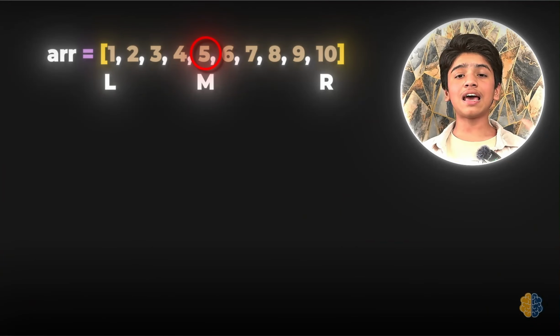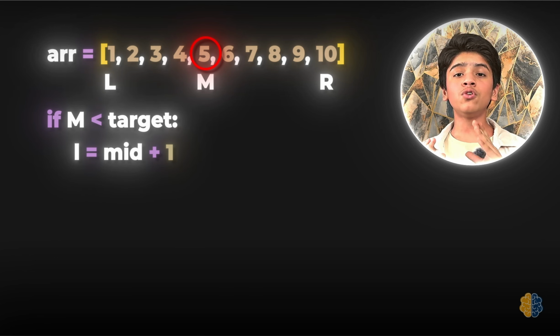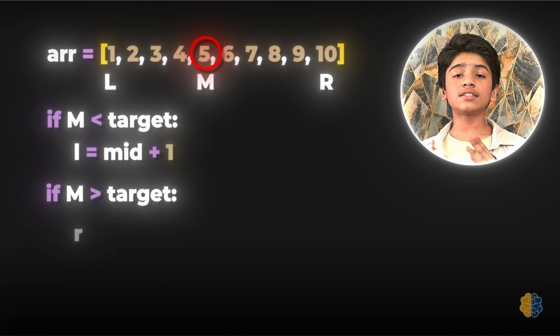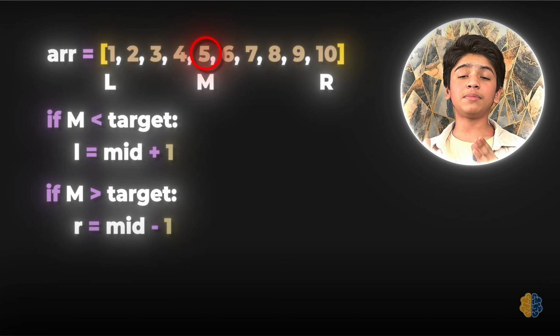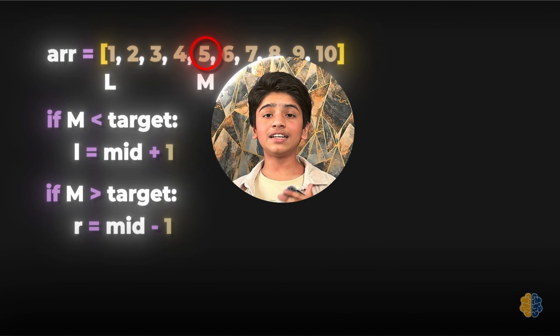Now to remove the left half of the array, we can implement this in code by just setting the left pointer to be the middle value plus 1. That automatically removes the left half of the array. And for the right half, we just set the right pointer to be the middle value minus 1, which removes the right half of the array. Now all we have to do is repeat this process till we find the index of the target that we are trying to find.